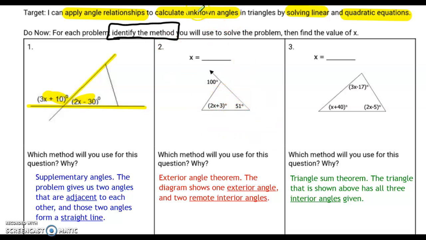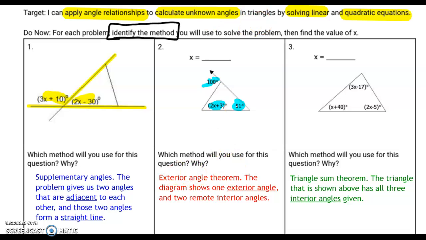For this next problem, it says we're going to be using the exterior angle theorem. We're using the exterior angle theorem because the diagram shows one exterior angle, that's out here, and two remote interior angles. If you remember from last lesson, the remote interior angles are the ones that are not next to, not adjacent to the exterior angle. So we're going to be using the exterior angle theorem for that one.